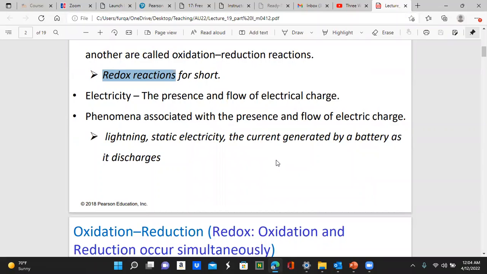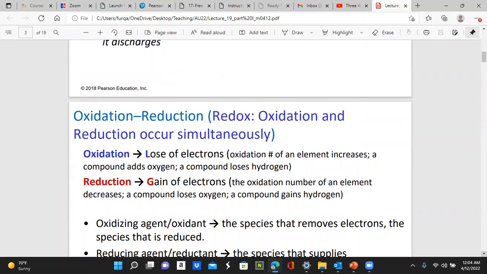Electricity is the presence and the flow of electrical charge. When you have charged particles moving, electricity will be generated, right? Those phenomena associated with the presence and the flow of electric charge, like lightning, all these phenomena that you come across, are all examples of the flow of electric charge. So you can read about it on your own. Our purpose here is to understand the oxidation reduction reactions in detail, and the learning goal of this part of your chapter is to be able to balance redox reactions.